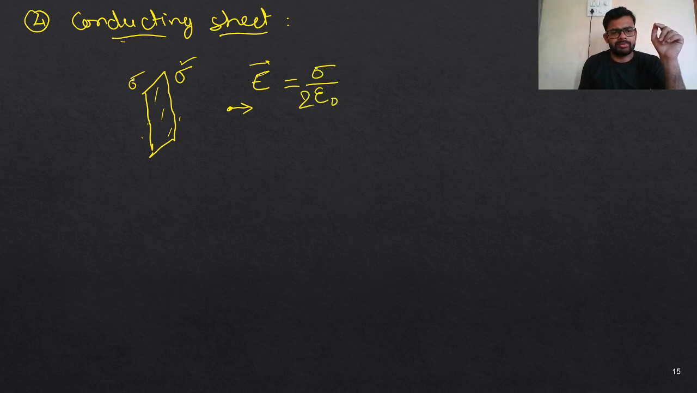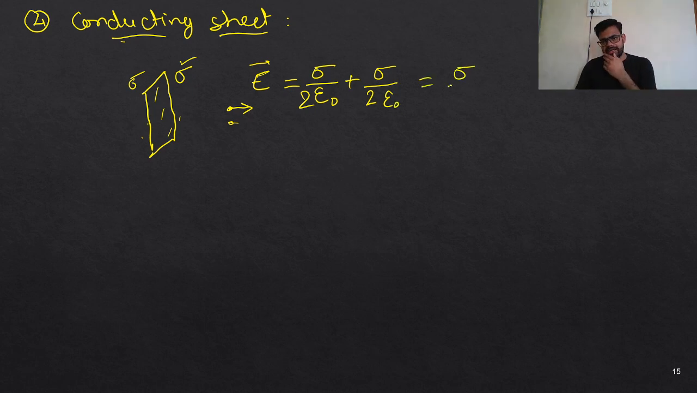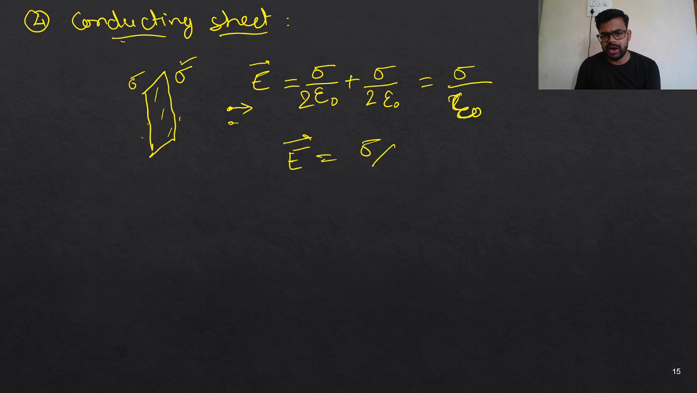Okay, and because of this charge also, the electric field will be in the same direction only, and that is sigma upon 2 epsilon naught. Definitely you will be having a doubt here. I'll clarify that. So this is sigma upon epsilon naught. Remember, the electric field intensity due to a conducting sheet is sigma upon epsilon naught.